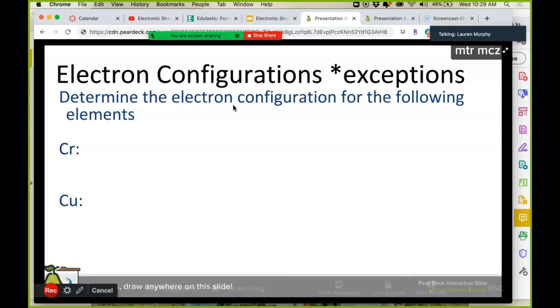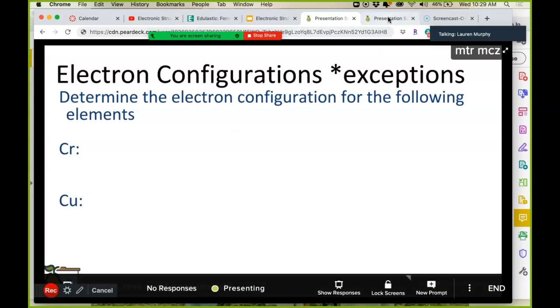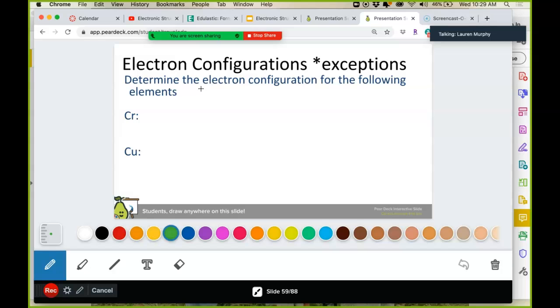So there are some exceptions, and the exceptions do not follow the Aufbau principle, which is the order of filling. Before I get to the chromium family, which are your exceptions, and the copper family, which I'll talk about in a minute, I don't want you to do the exceptions. I want you to do it based on how you know how to write electron configurations.